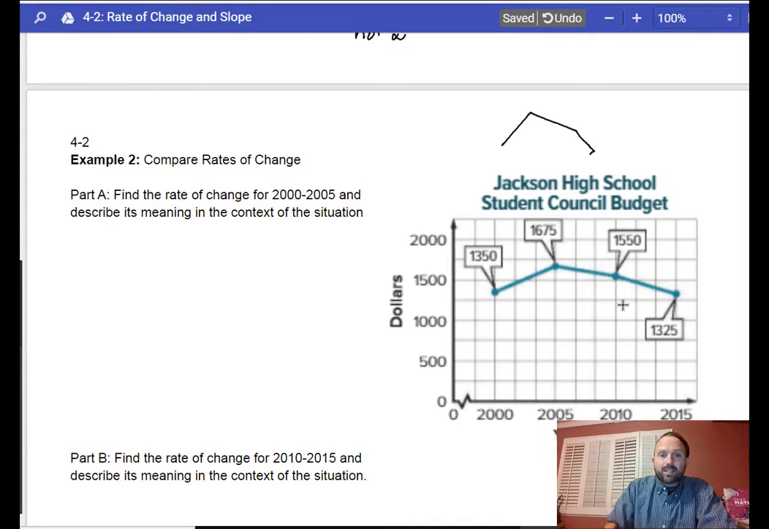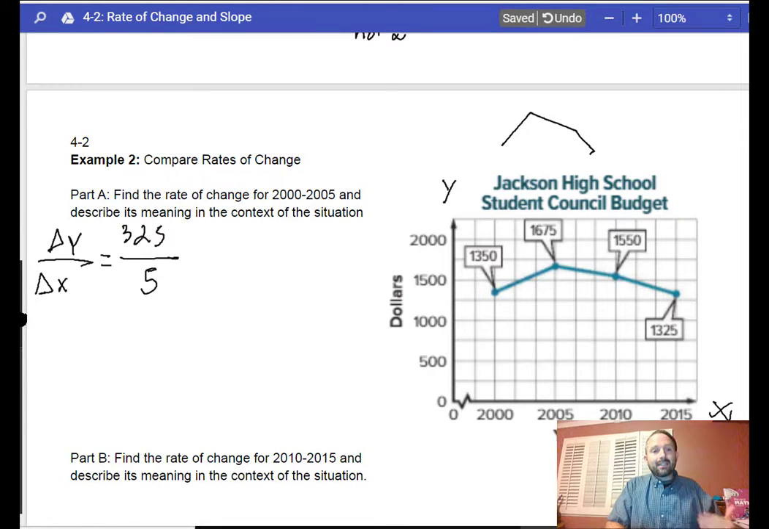All right, find the rate of change from 2000 to 2005. Well, I know that I want my delta y over my delta x. So from 2000 to 2005, that's my x. That's going to be 5 years. Well, okay, it's going to go from 1350 to 1675. I'm just going to subtract these two. If I subtract these two, I'll get 325.